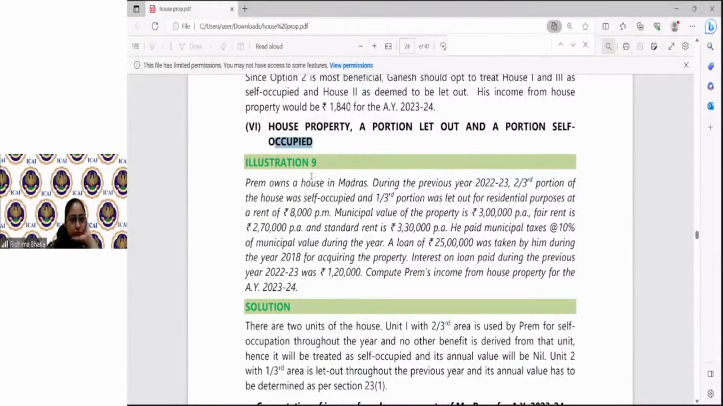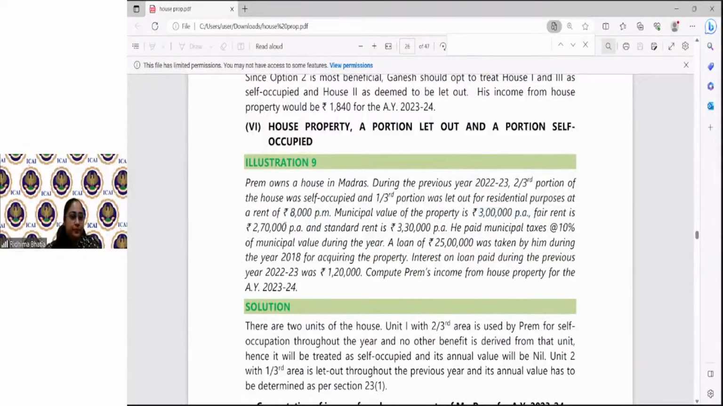Prem owns a house in Madras. During the previous year 2022-23, 2/3 portion was self-occupied and 1/3 portion was let out for residential purposes at a rent of 8,000 per month. Municipal value आपको entire property की दी होगी, 1/3 portion की नहीं, okay? Municipal value of the property is 3 lakh per annum.